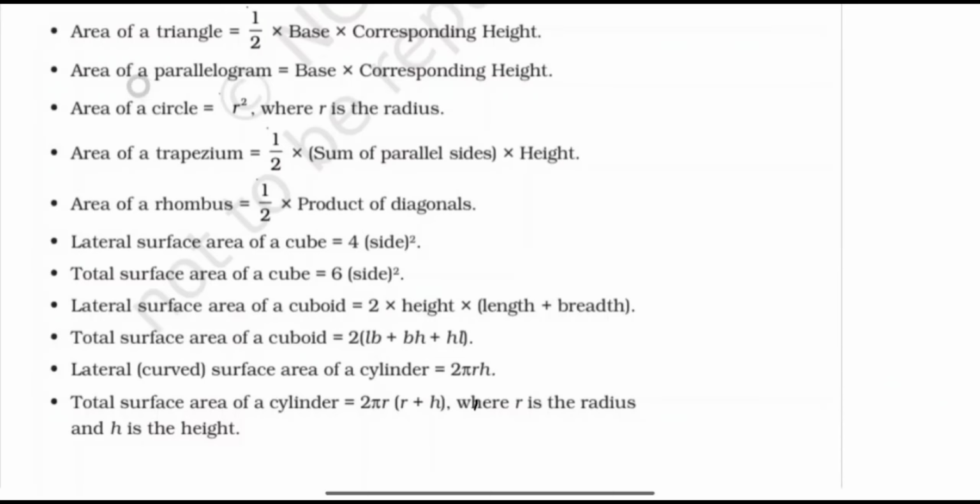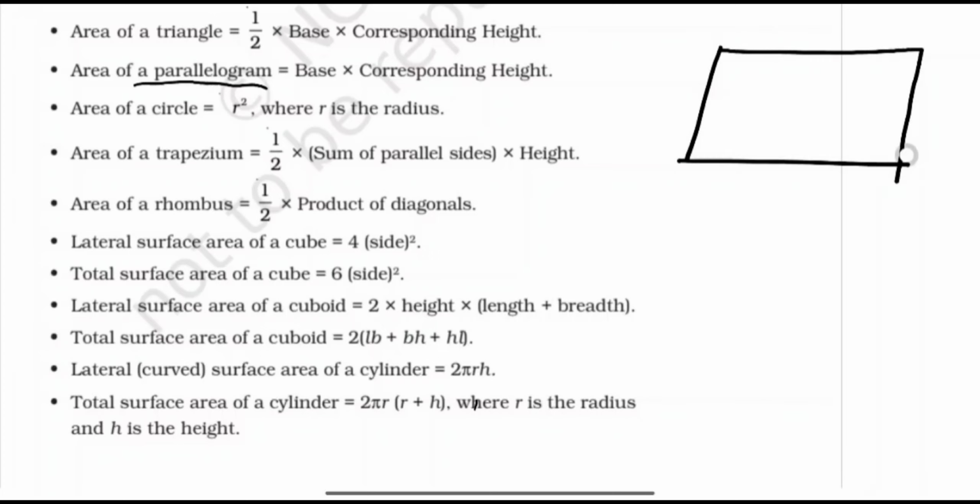So what is the area of a parallelogram? First of all, we must know what a parallelogram is. A parallelogram is a quadrilateral in which both pairs of opposite sides are equal and parallel. Clear? And as we know, a parallelogram also has a height. So if this is taken as the base and this is the height, then the formula to find the area will be base into corresponding height.